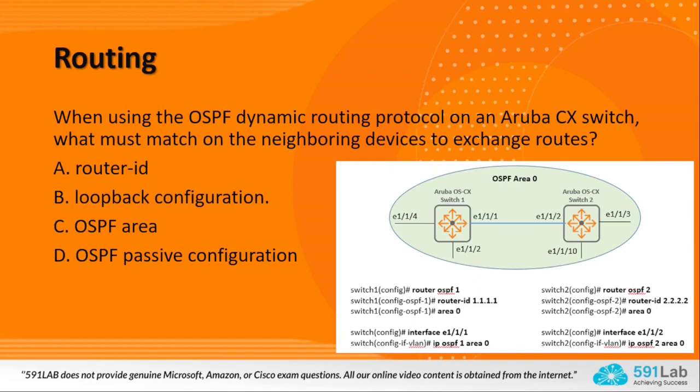The loopback IP would be different in each switch, as it should not be duplicated, so it should be unique per switch. OSPF passive configuration is actually used to stop interfaces from participating in the OSPF process. So it depends on the requirement on that switch and need not be the same in both switches. So the correct answer here is option C, OSPF area. That has to be the same in both switches.